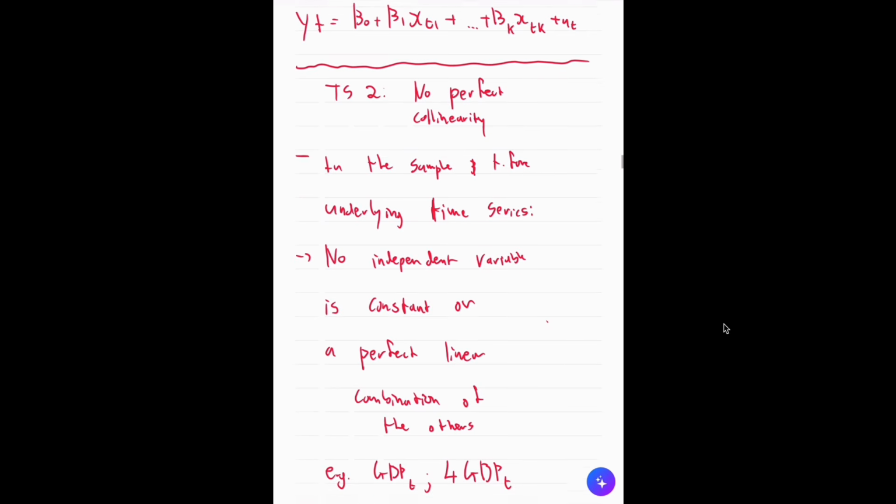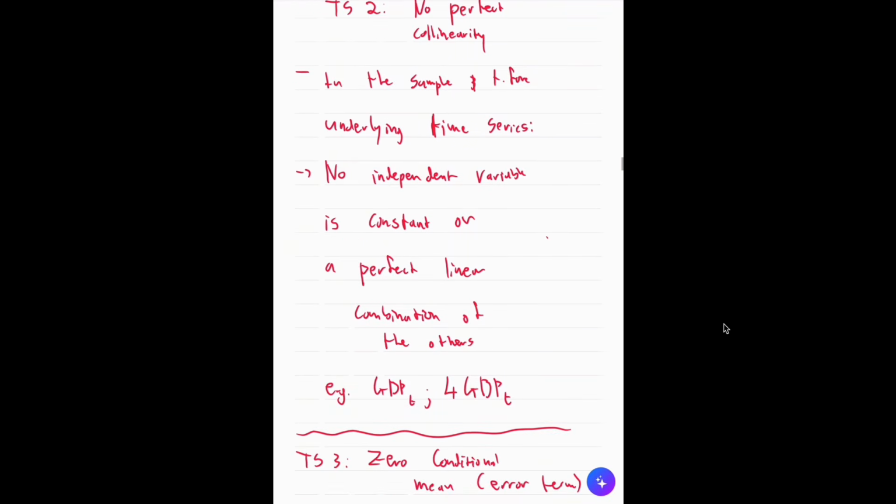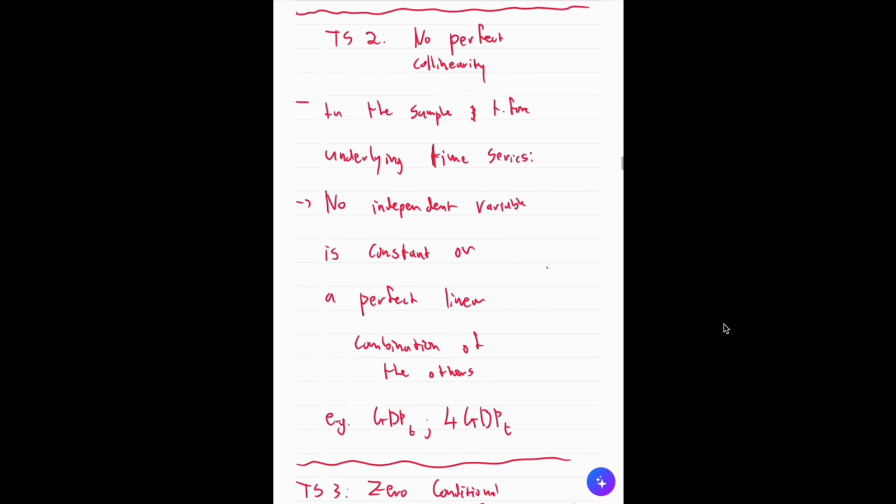Then the second assumption is that there's no perfect collinearity, right? So that means that in the sample, and therefore in the underlying time series, there are no independent variables which are constant or that are a perfect linear combination of others. So you can't have, for example, GDP in year t and another one that's 4 times GDP in year t. That's not going to make sense, or it's going to violate the assumption of no perfect collinearity.